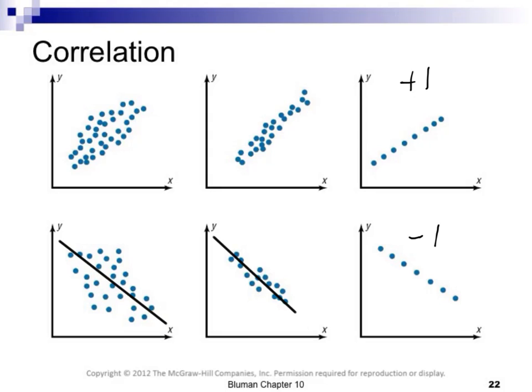This is weaker here. On the left, both of these are positive trends. This one's a positive trend here. This is a positive trend here. On the bottom, they're negative trends. But these are weaker.